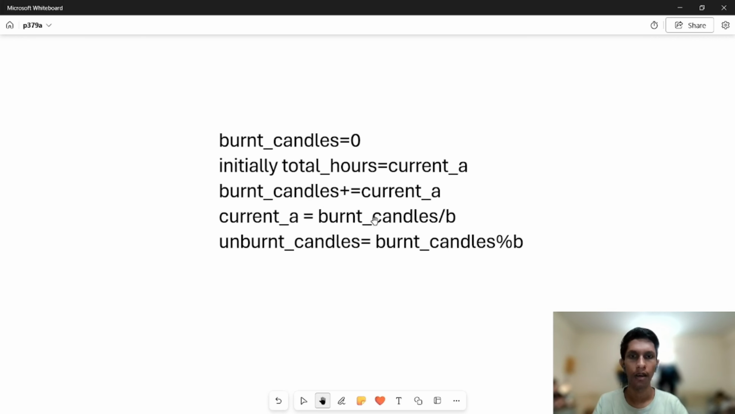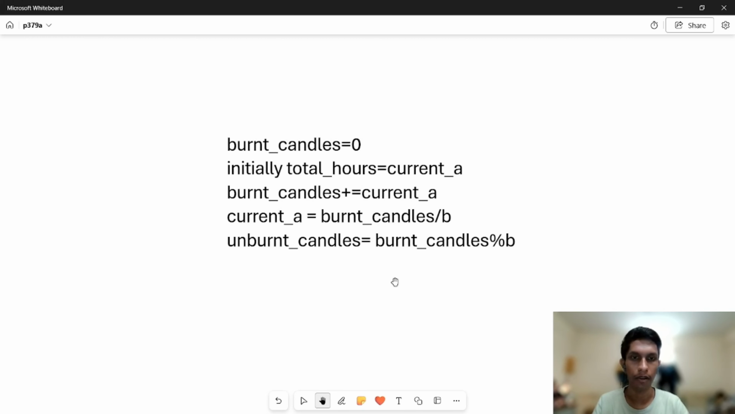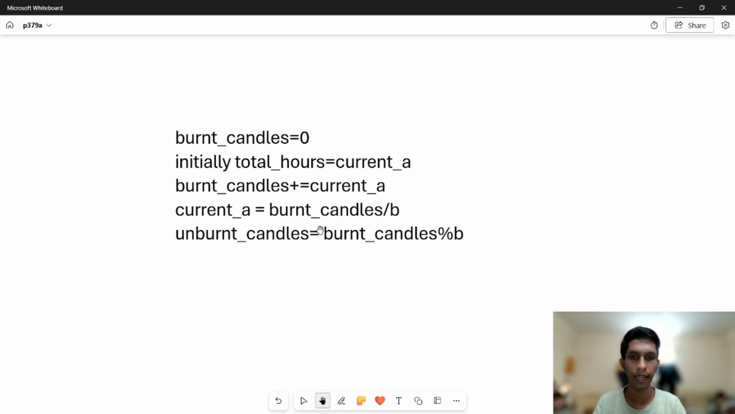After that, how are we going to calculate the next batch of candles that we can make out of these burnt candles? It will be calculated by the number of burnt candles divided by B. B will be the number of candles required to make one new candle. So the number of burnt candles divided by B will be the next batch of candles that we are going to use.